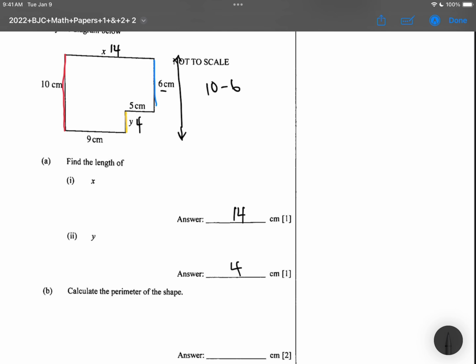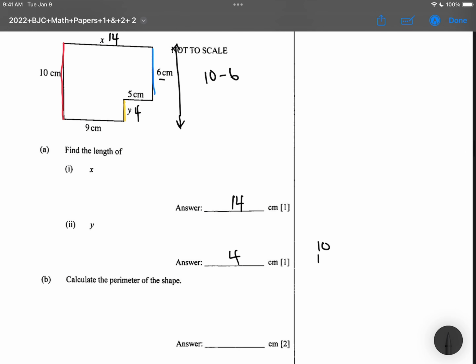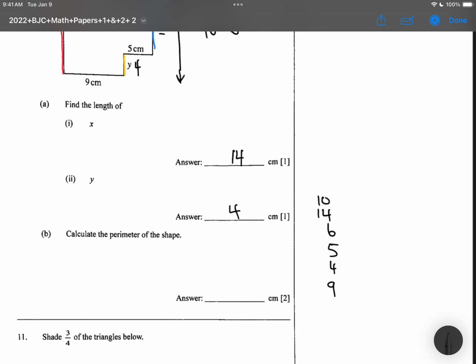Calculate the perimeter of the shape. 10 plus 14 plus 6 plus 5 plus 4 plus 9. 28. Carry the 2. 2 plus 1 plus 1 is 4.